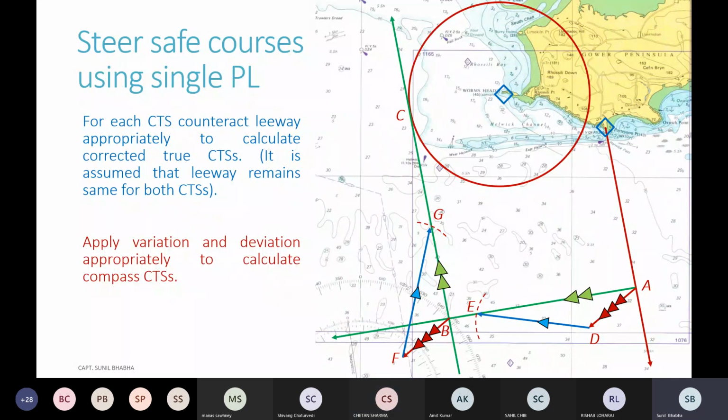Okay, in case they have asked us to calculate the compass course to steer, we will have to find out the compass error by using variation and deviation. We apply the variation and deviation, or the compass error, to our CTS to find out the compass course to steer.